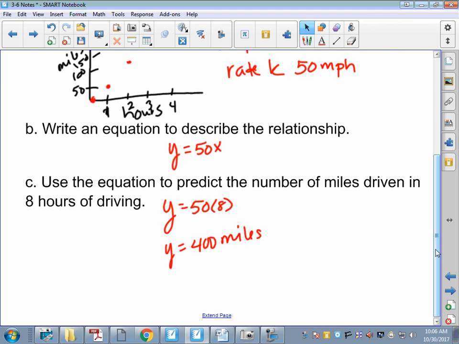So I used the equation to predict outside of the information I had. My table didn't go to 8 hours, so I could have extended my graph, which would take a lot of time. I could extend my table, which would take a lot of time. But the way I did it is I just used my equation, and that's the quickest way to come up with the answer.